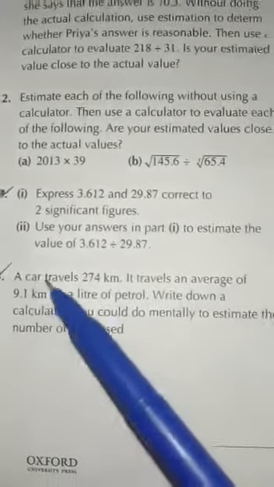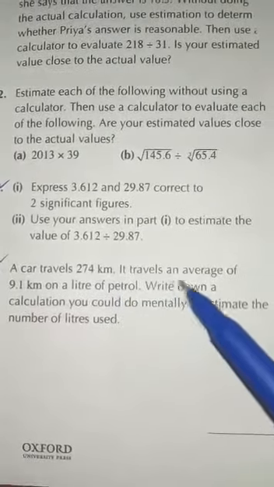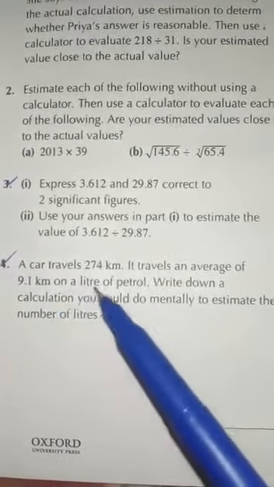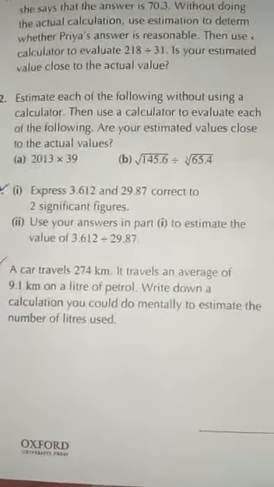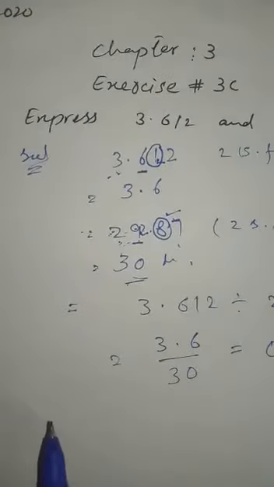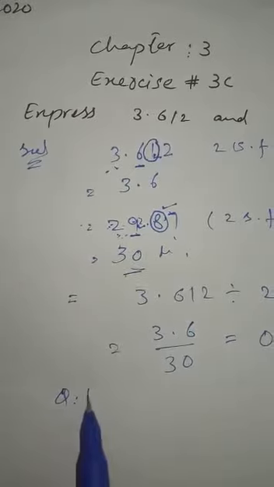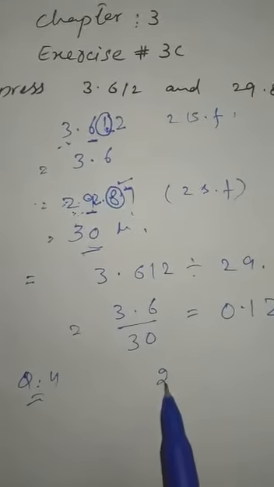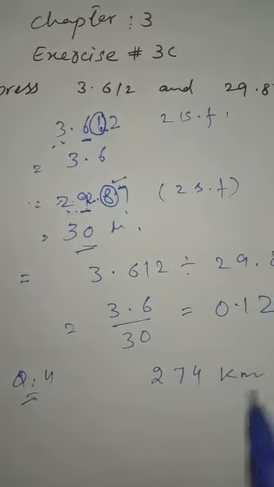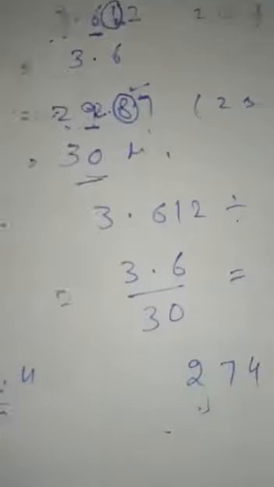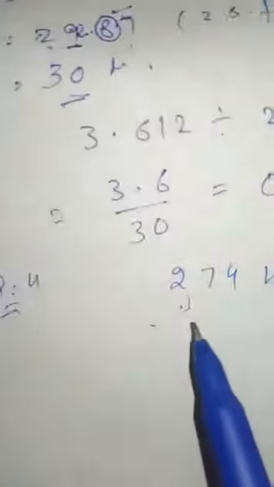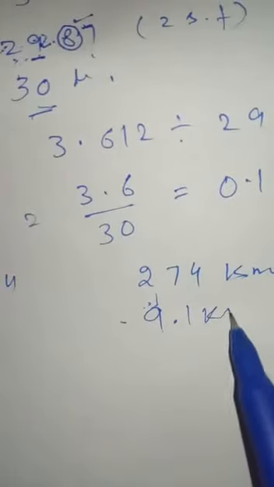Okay, and next question 4: a car travels 274 kilometers. It travels an average of 9.1 kilometers on a liter of petrol. Write down a calculation you could do mentally to estimate the number of liters used. When they say to estimate the figures, we will round our numbers.